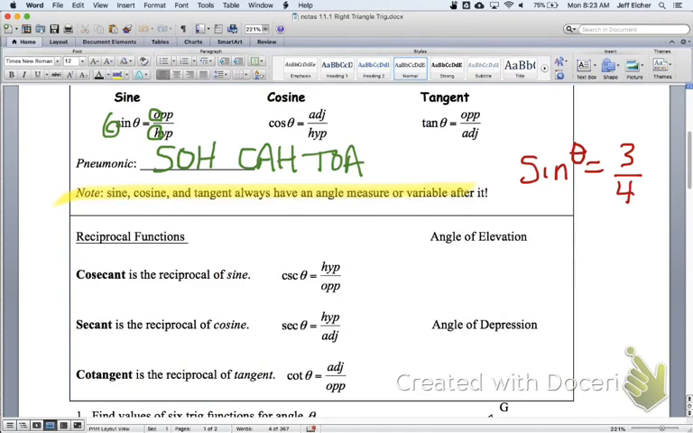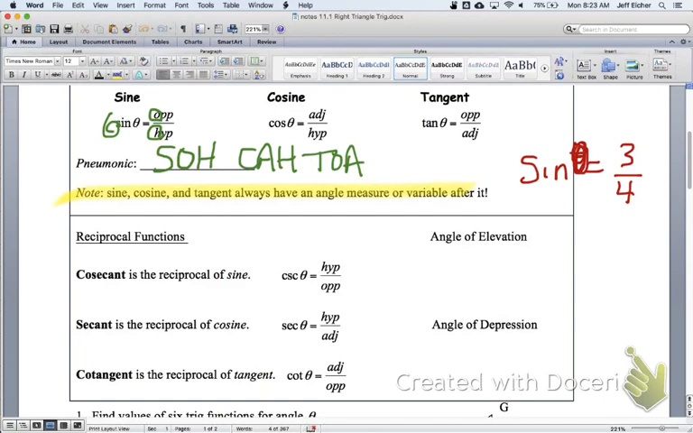Here you can see sine theta equals 3/4. That's a theta, believe me. Not that it would actually be 3/4, it might be 3/5, but anyway. Sine theta equals 3/4. You could solve for theta.